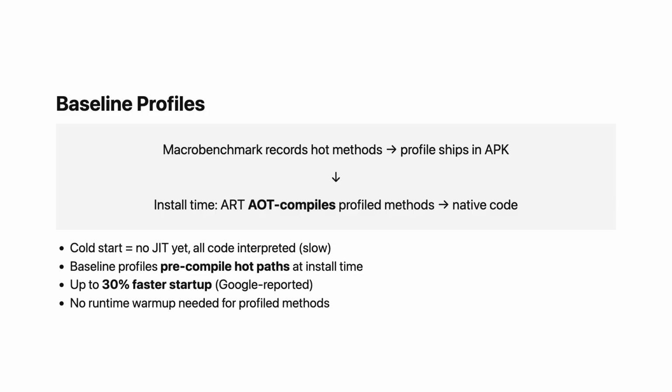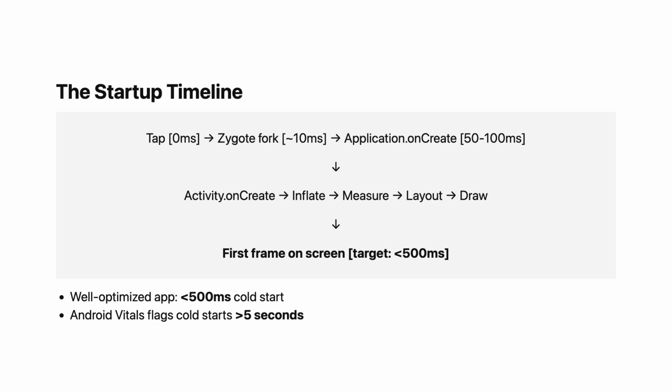You generate the profile by running your app through its critical user journeys, startup, navigation, key screens, and the Macrobenchmark library records which methods were executed. Then that profile ships with your APK, and when the user installs your app, ART precompiles all those methods. The result, on your next cold start, the hot paths are already native code. No JIT warmup needed. Google reports that baseline profiles can improve startup time by up to 30%. That is massive. Let me put the whole timeline together so you can see it as one sequence.